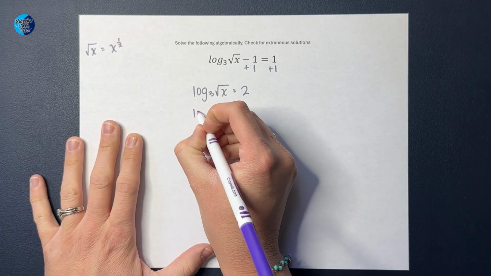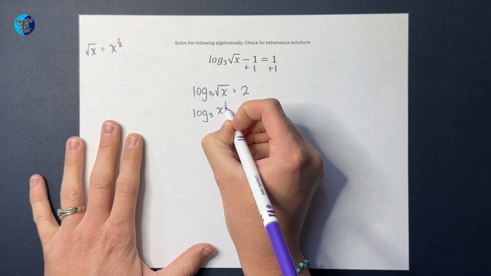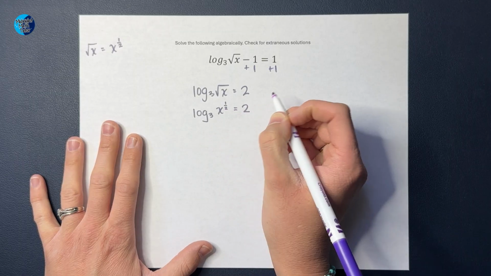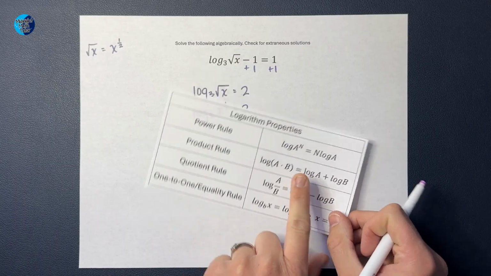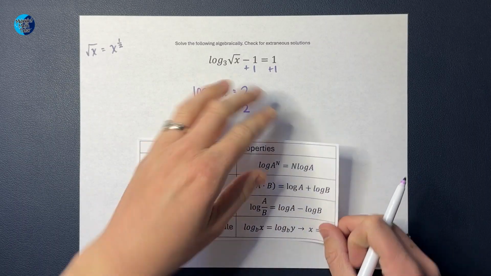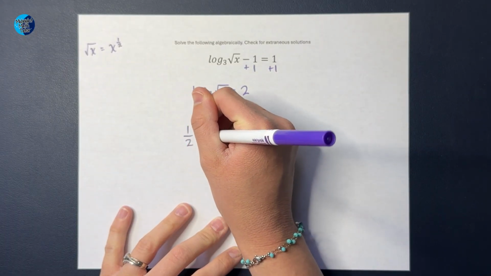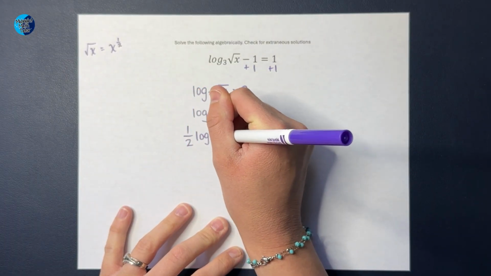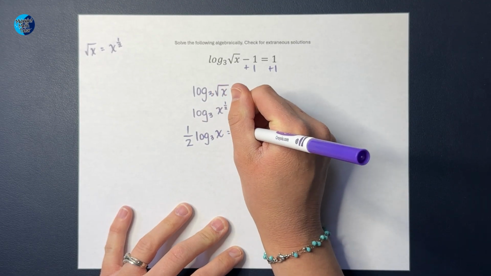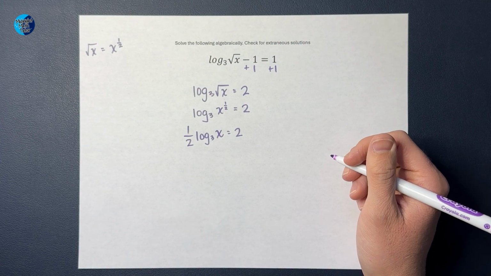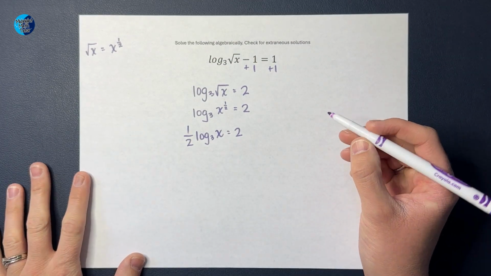So if I write log base 3 of x to the 1/2 power equals 2, well, now I can go ahead and use my power rule and pull that 1/2 out front. So I can rewrite this as 1/2 log base 3 of x equals 2. If any of these properties are confusing you or you're like, why does that work? I'll have a playlist linked in the corner that you can check out.